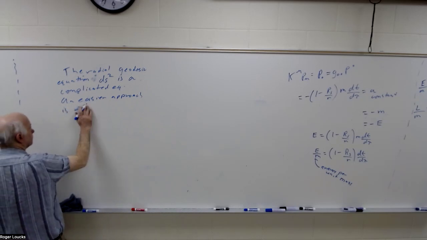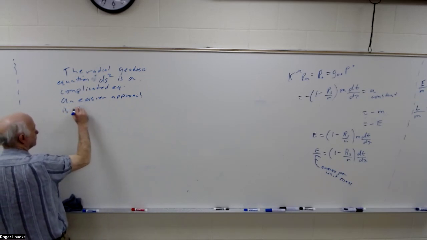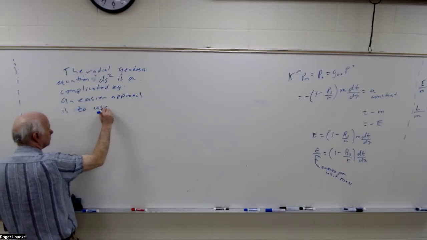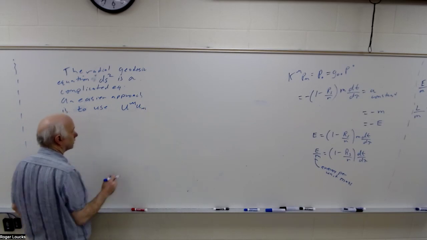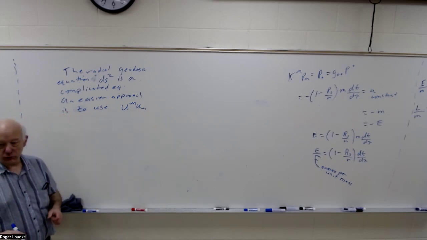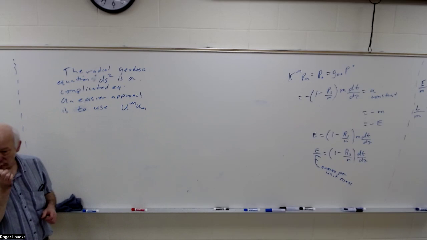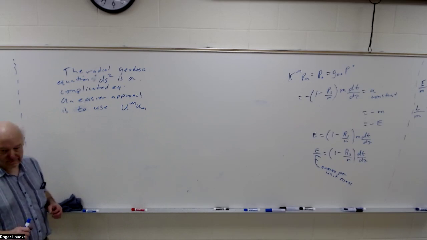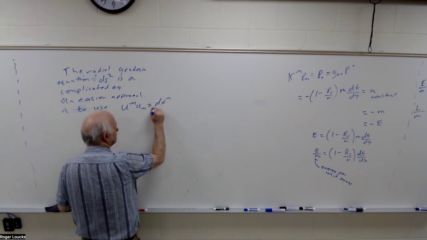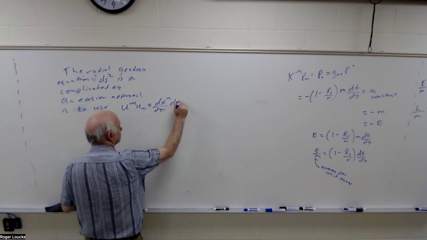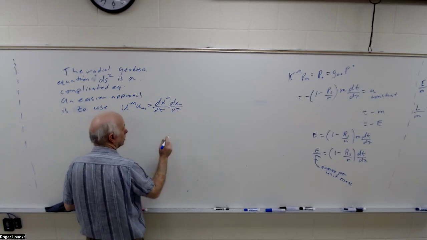Is to use u mu. Okay, what do you know about u mu? It's the four-velocity, something times the... So what is this? This is really dx mu d tau.